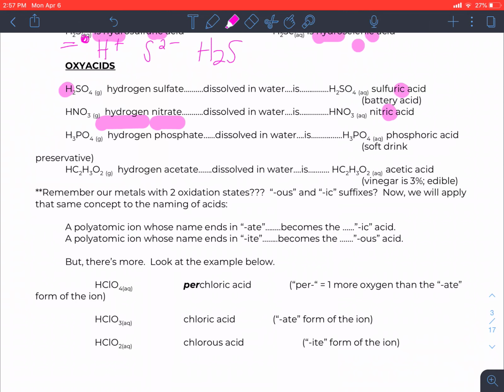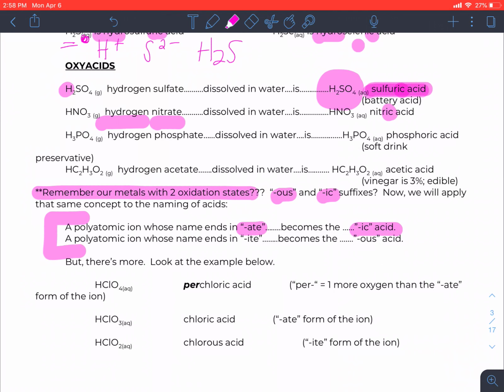And so here's some patterns, and you can read through those. Now, you remember our metals with two oxidation states, how we had an ous and an ic suffix? We will apply this same concept to the naming of acids. And so highlight this. This is probably the most important thing for oxy acids. A polyatomic ion whose name ends in ate, when it becomes an acid, the name is ic acid. So, for example, up here, this is the sulfate ion, and so sulfate, when it becomes an acid, is sulfuric acid.